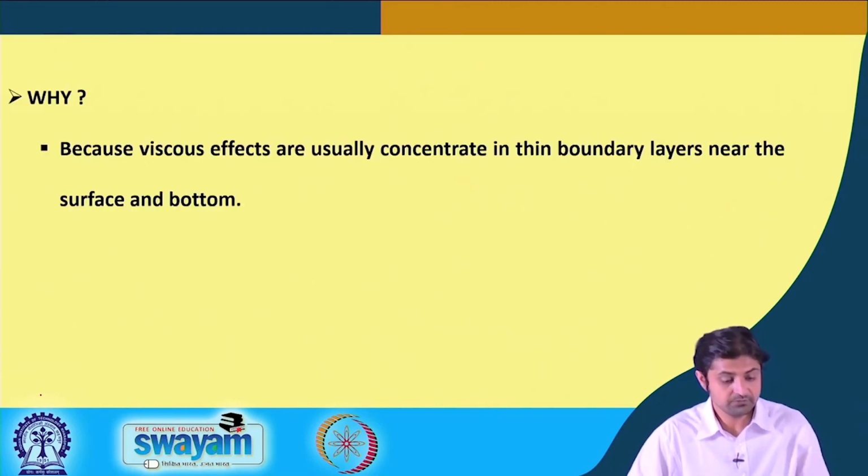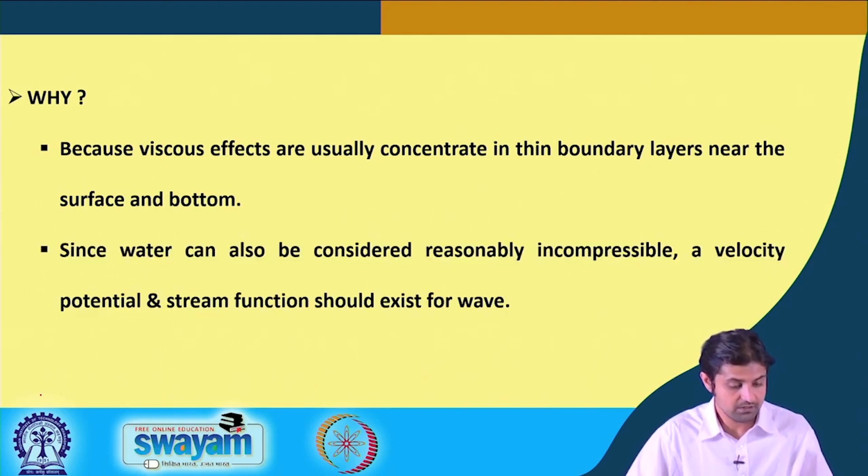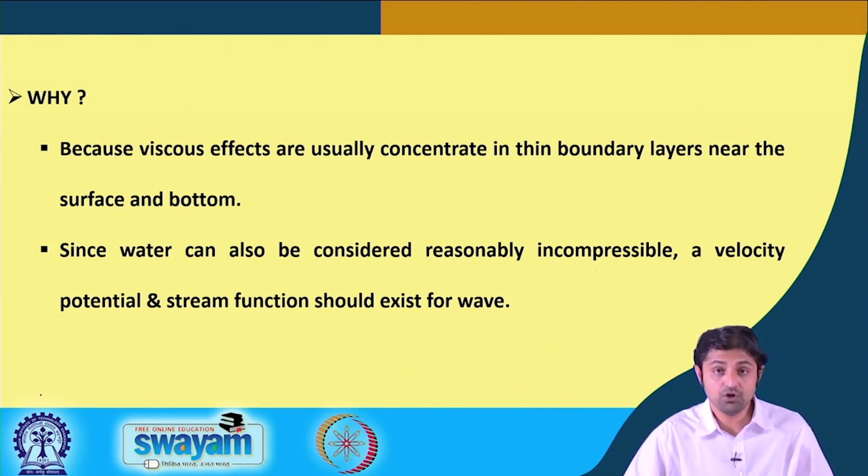And what is the reason? Because, as I said, viscous effects usually concentrate in thin boundary layers near the surface and also the bottom, because the boundary layer will also be there at the surface. Since water can also be considered reasonably incompressible, we can assume the existence of a velocity potential and stream function. All right. So going back to the basics, you remember, if we can say that water is incompressible, then there will exist a velocity potential and stream function for an inviscid and irrotational flow case. Recall your lectures from viscous fluid flow.